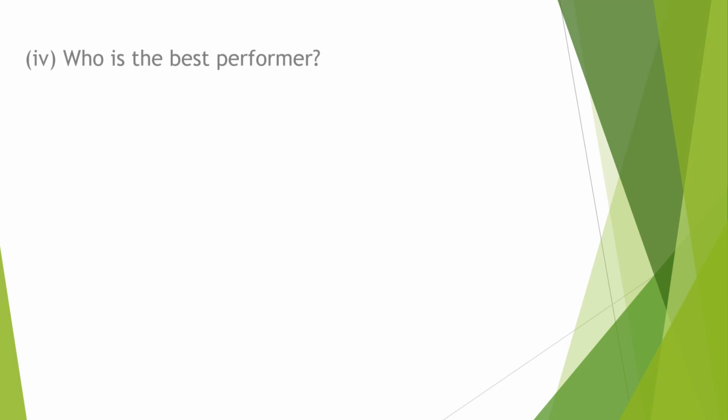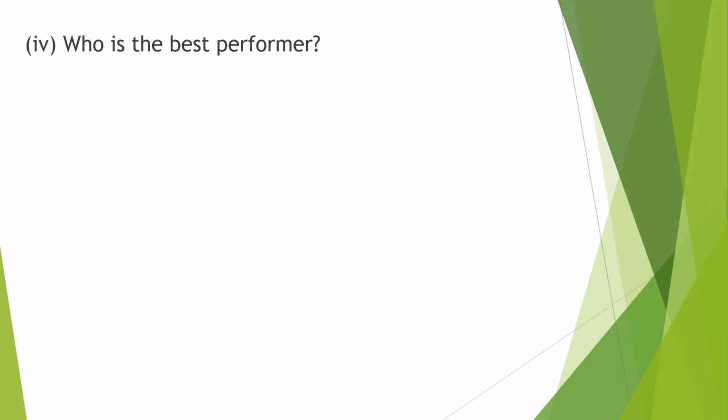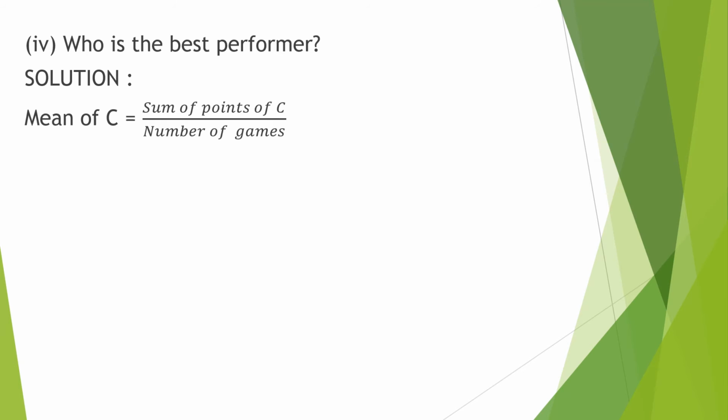And next, the fourth question is, who is the best performer? To find the best performer, we can find the mean or average of all the three players. Already we found the mean of players A and B. Now we have to find the mean of C. Then only we can decide who is the best performer.